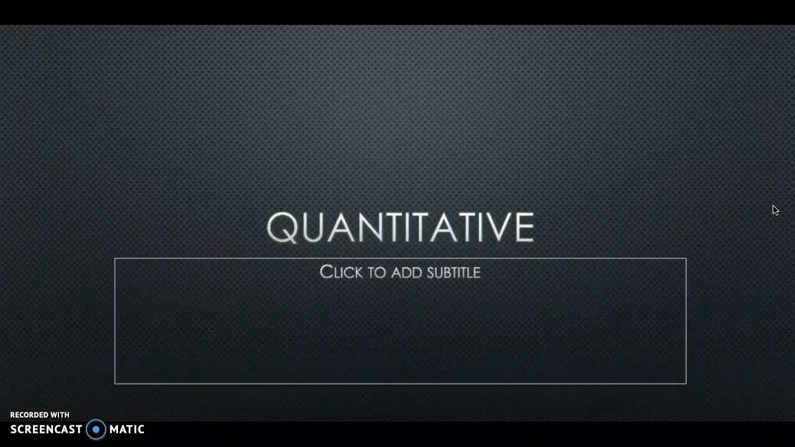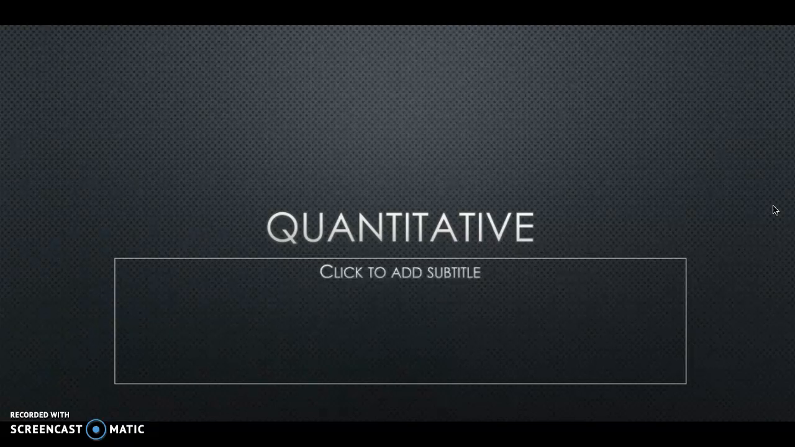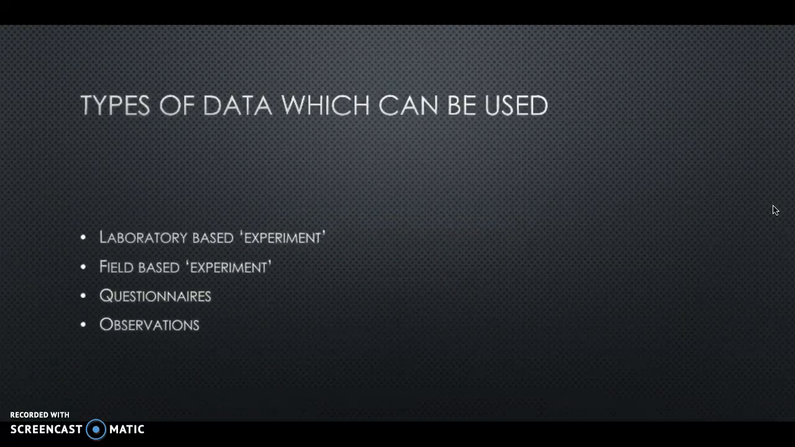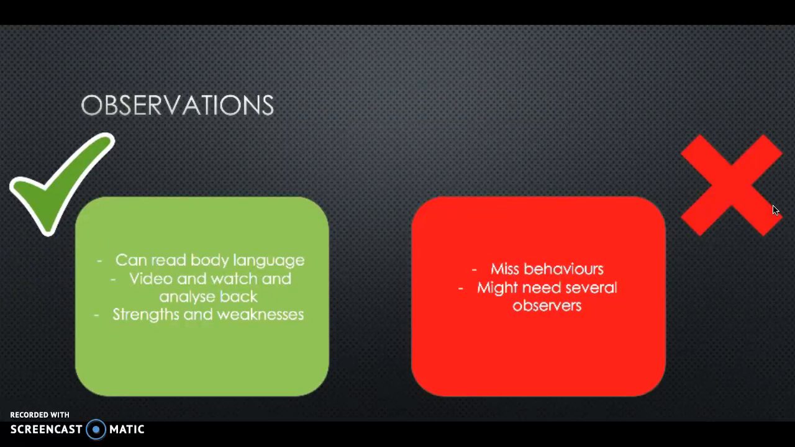The second type of data collection is quantitative. Quantitative data is where you collect data using a numerical way and can be transformed into usable statistics to compare results. This is then used as data which is measurable and can be generalized, and formulates facts and patterns. Types of data which can be used are laboratory-based experiments, field-based experiments, questionnaires and observations.